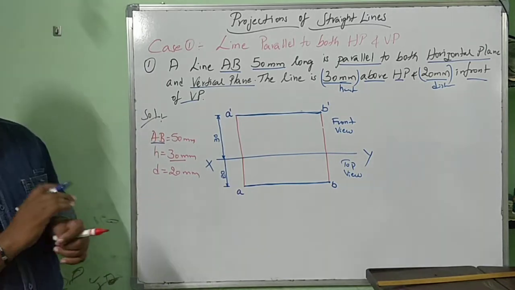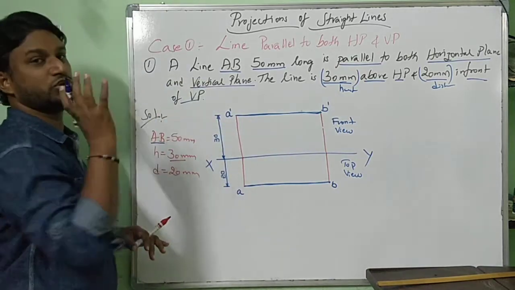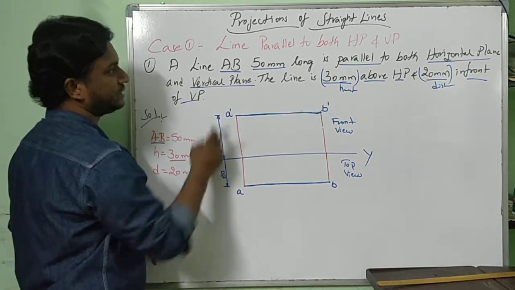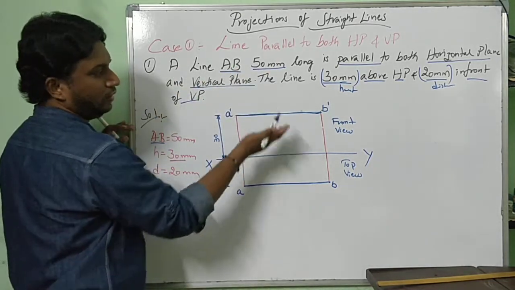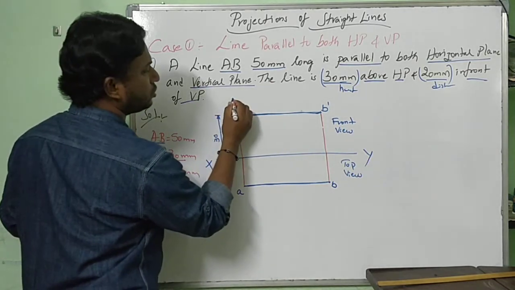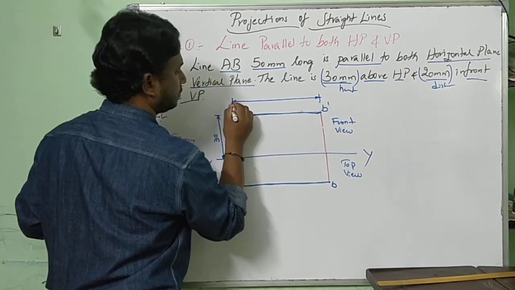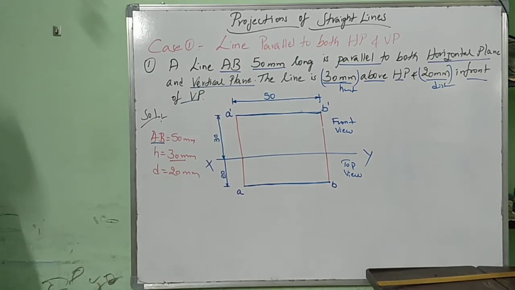Right? One thing remaining is doing the dimensions. Whatever dimensions are given in the question, try to show them in the answer. Already I have drawn the 30 height, 20 distance. Now AB is 50 mm long. In the front view it is 50, in the top view also it is 50. So anywhere I can show it. I am preferring to show it here. This is your final answer.